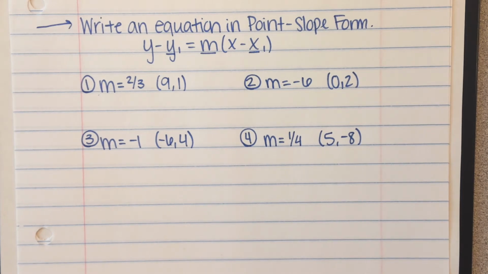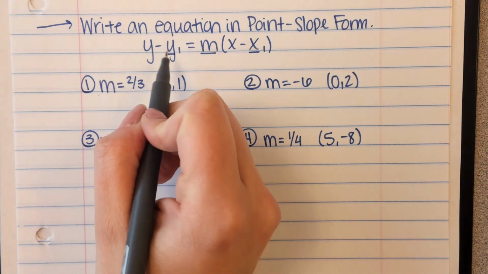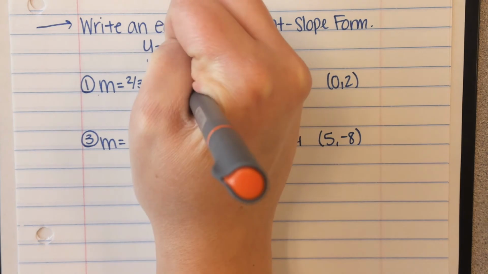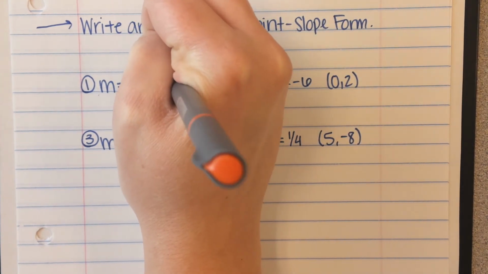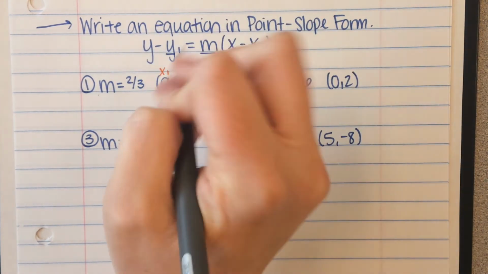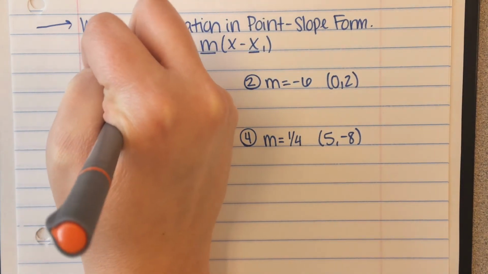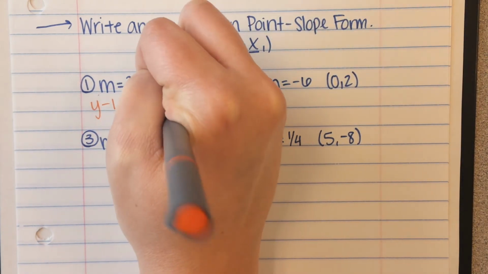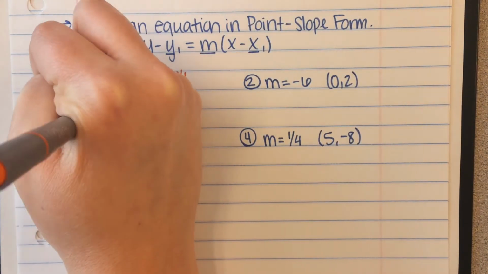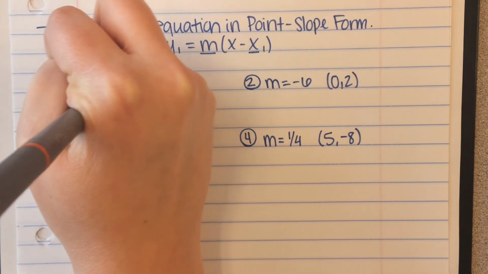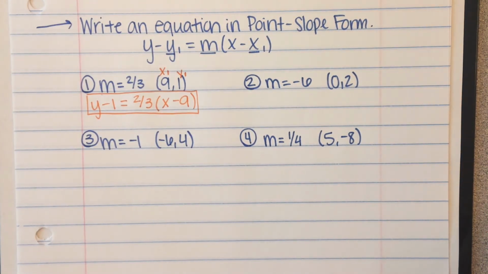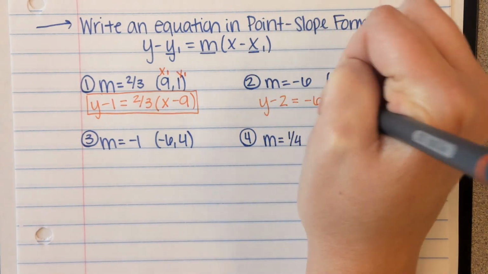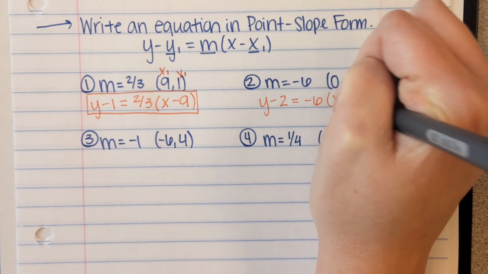Okay, now let's check our answers. So y minus y1. So on number 1, our y is 1, so we can label that y1, and this is x1. Okay, so y minus 1 equals m, which is 2/3, parentheses, x minus 9. And that's our equation.